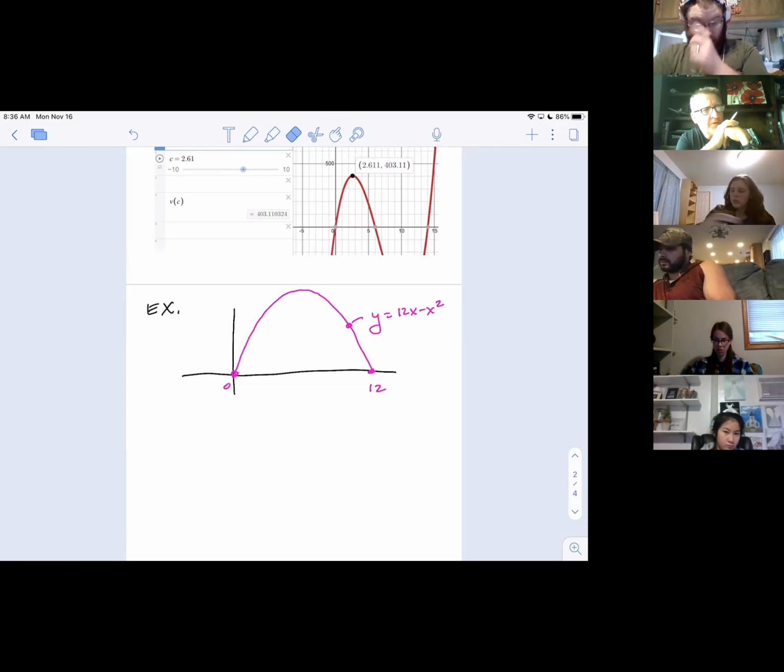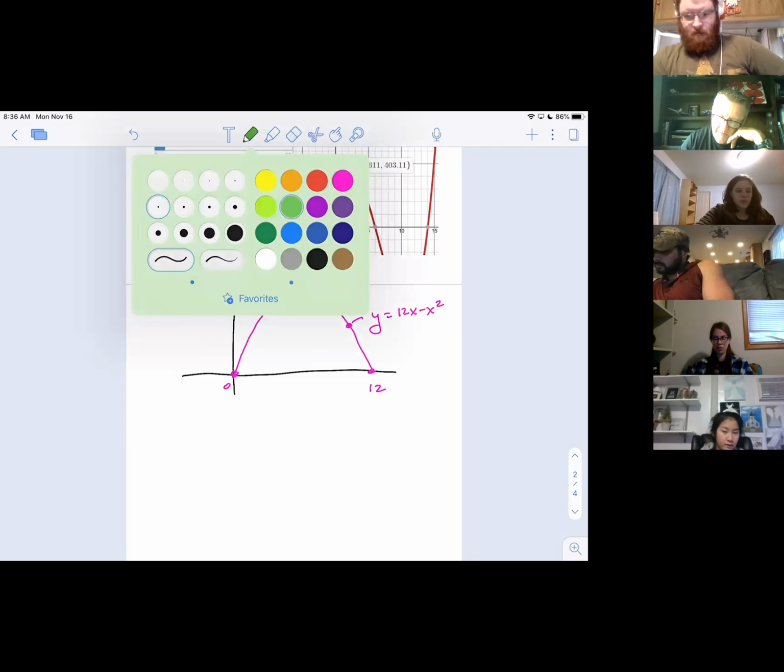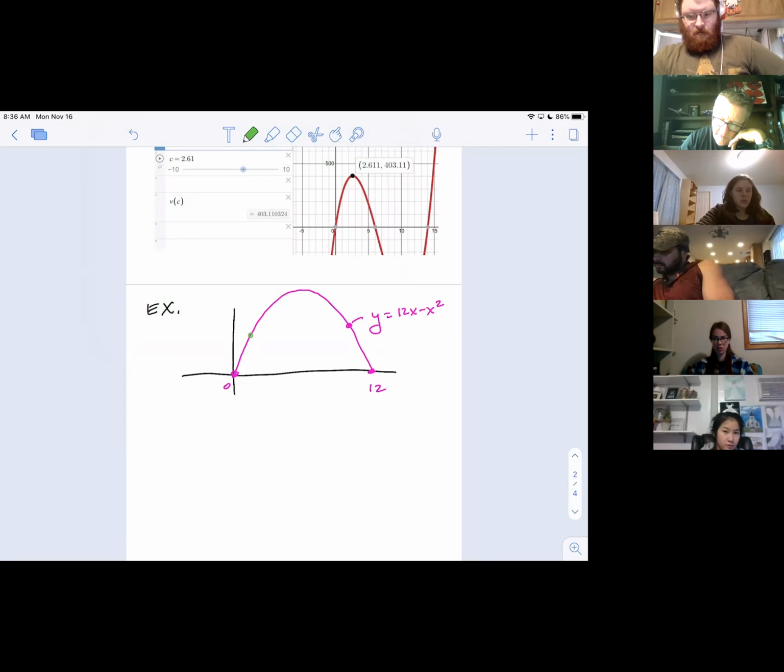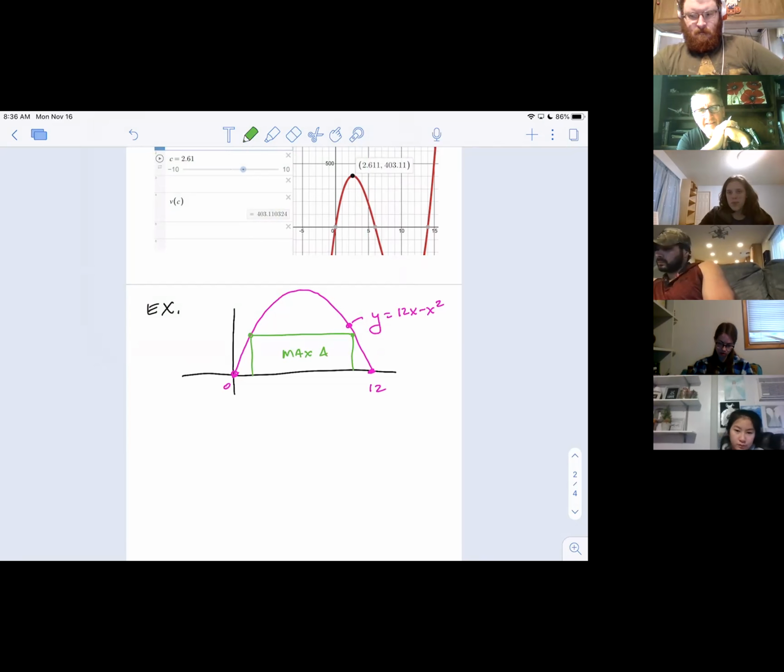So you've got a parabola, good for you. And remember that parabola continues, it keeps on going. But what I'm interested in is this rectangle right here. If I go to there and then I go straight across over to here and I go down to here, I want to maximize the area of that rectangle. So it's got to hit the graph. It's got to sit on the x-axis. It can't go below the x-axis.